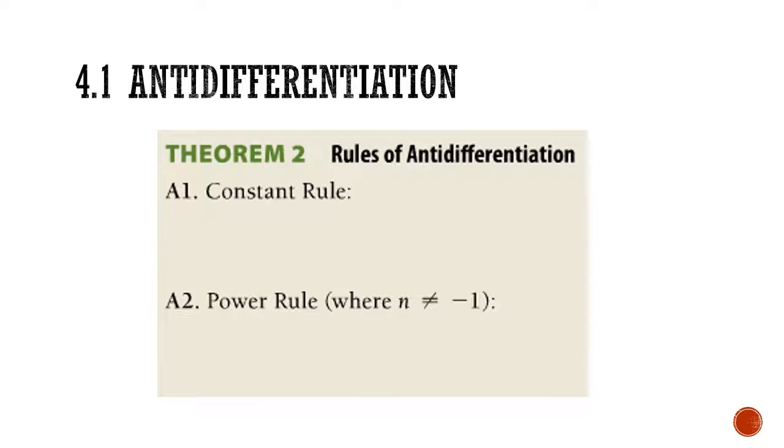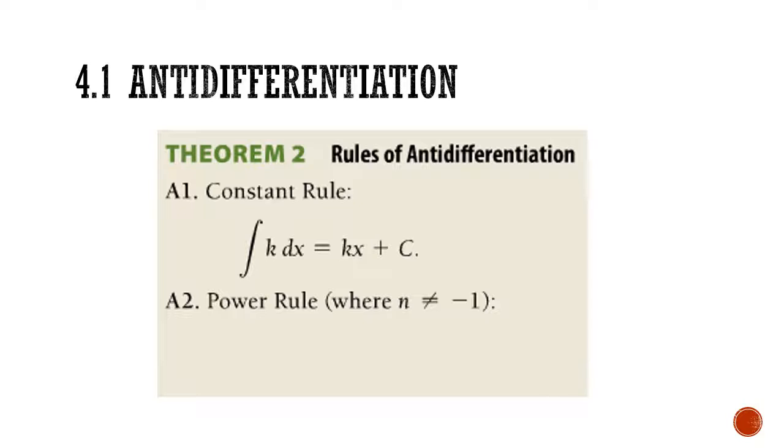Okay, now here's our rules. First of all, we have the constant rule. The constant rule says that when you take the integral or the antiderivative of a constant, the solution is the constant times x plus c. So in other words, you just tack an x on, because when you take the derivative of a constant times x, the x goes away.